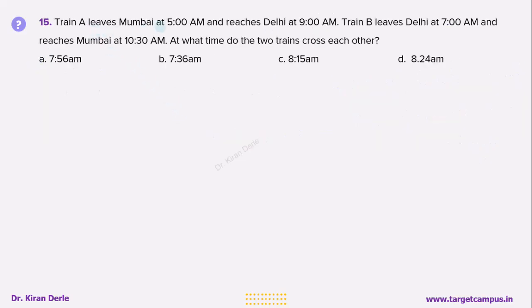Train A leaves Mumbai at 5 a.m. and reaches Delhi at 9 a.m. So let's say Mumbai and Delhi: A is leaving from here at 5 a.m. and reaches at 9 a.m. So what is the time taken? 4 hours. Train B leaves Delhi at 7 a.m. and reaches Mumbai at 10:30. So it is taking 3.5 hours. At what time do the two trains cross each other?